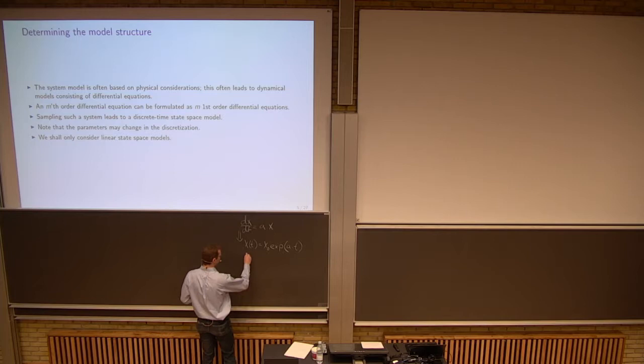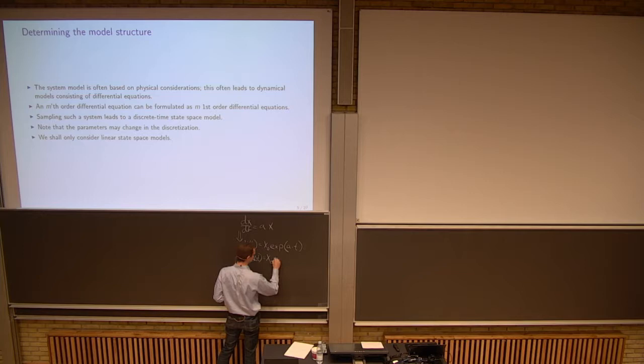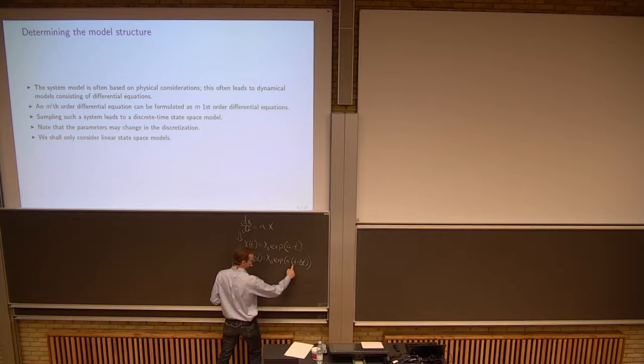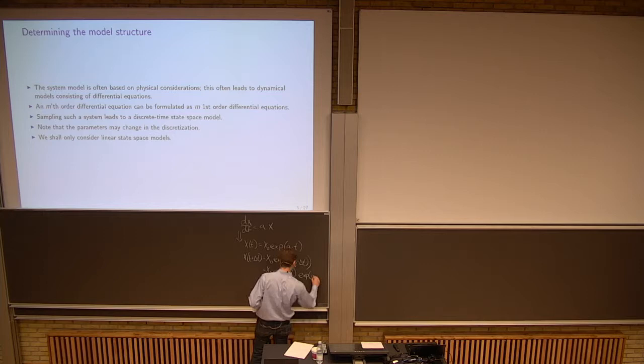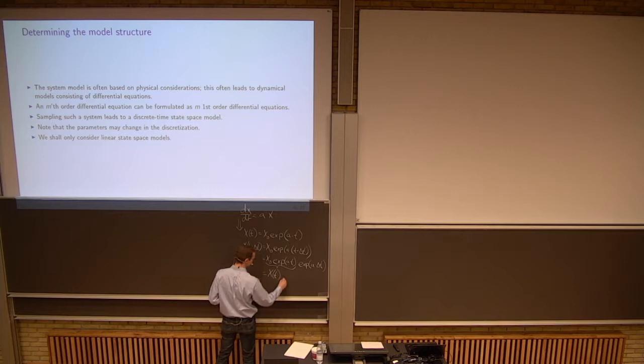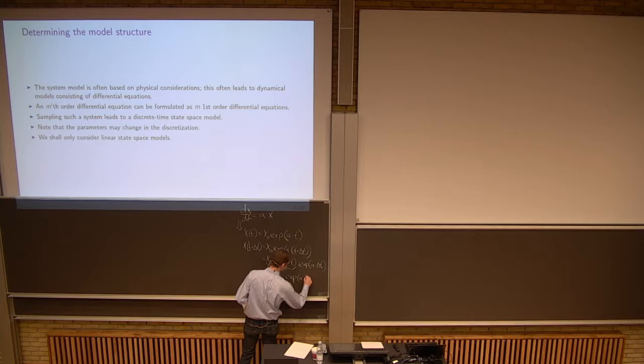One way of looking at it would be to look at x(t plus some time step). That brings us to x naught times the exponential of a times (t plus delta t). Then we can take this exponential, this sum, and split it into a product. So we get x naught times the exponential of a times t, times the exponential of a times delta t. And then we recognize this first bit here is just x(t). So this is equal to x(t) times the exponential of a times delta t.